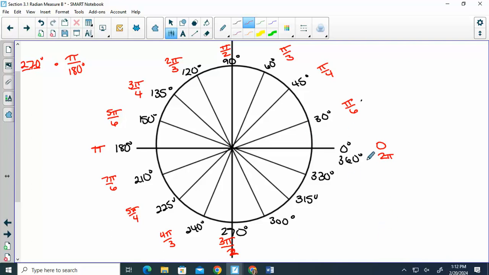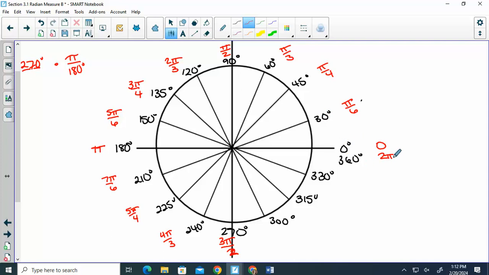Let's talk about this last quadrant. Everybody make sure you have this filled out because this will be something that we are going to reference daily. Yes, we will reference our reference angles daily. So how did I get 330? You subtracted 30 from 360. I did 360 minus 30.